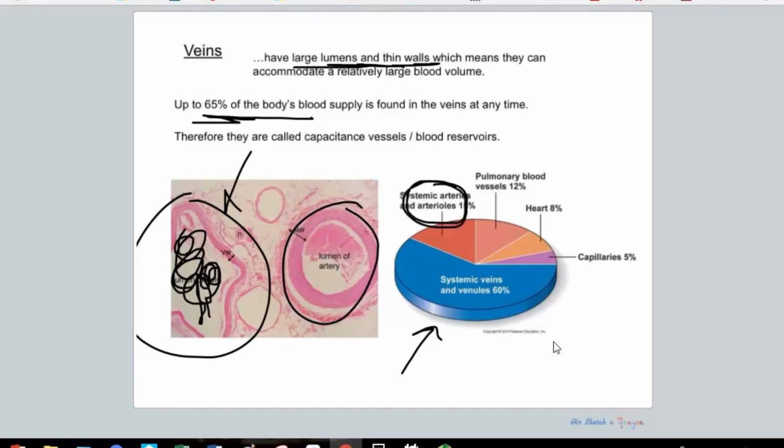15% is in the systemic circulation. 12% is in the pulmonary circulation. 8% is actually traveling through the heart in the chambers of the heart. 5% in the capillaries. Then here we have 60% that's in the veins.